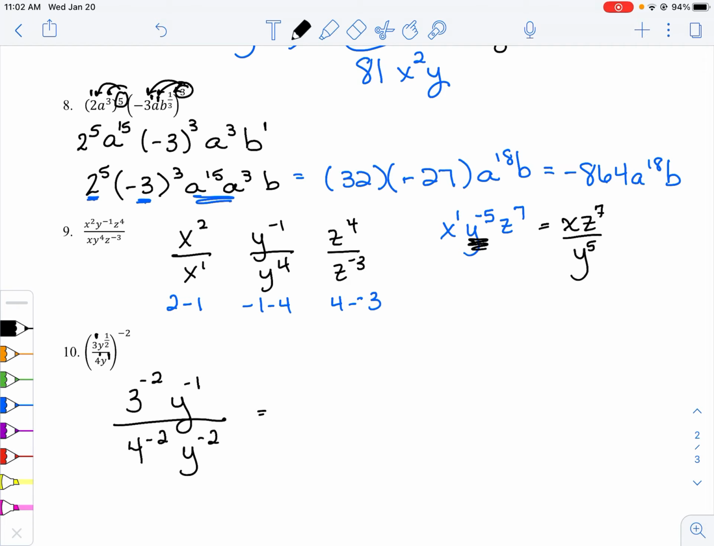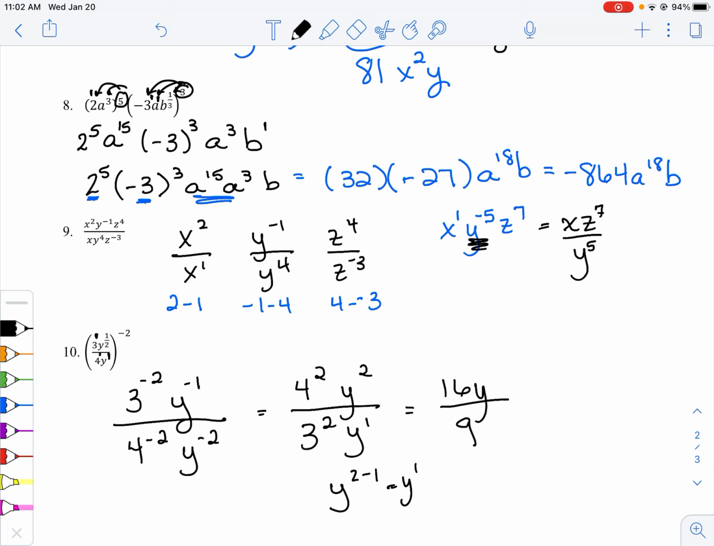All right, so then I've got a whole bunch of unhappy people, so I'm going to move them all to make them happy. So now I've got 16 from 4 squared. I've got 9 from 3 squared. And for that y, I've got to do 2 minus 1. So I just get y to the 1. So it's 16y over 9.